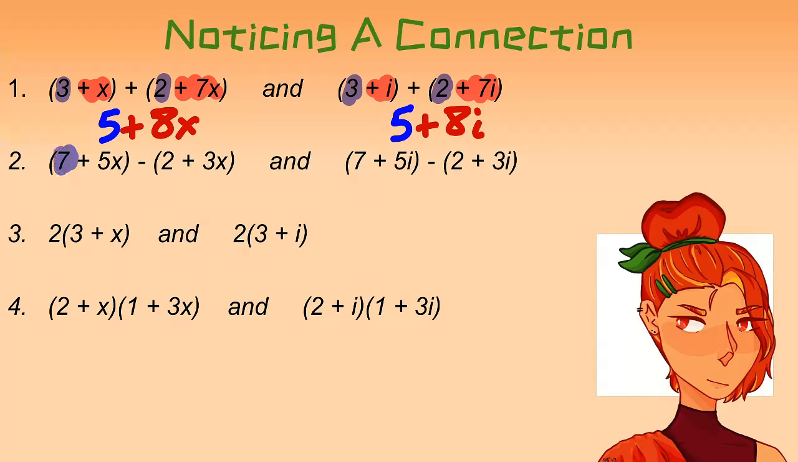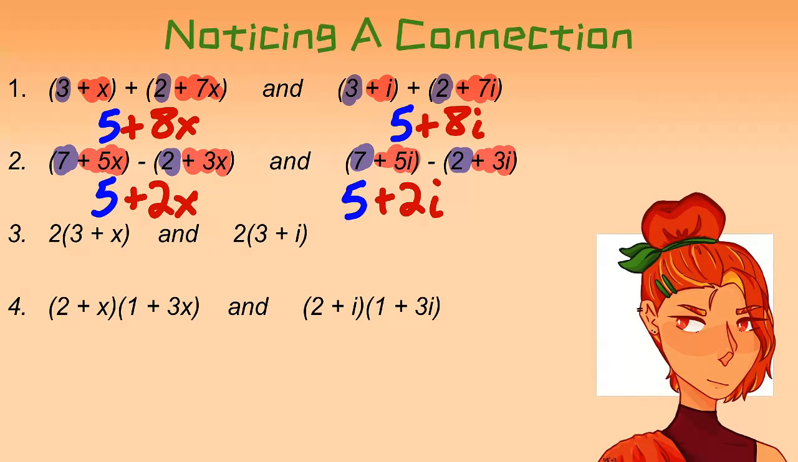Similarly, 7 plus 5x minus the quantity 2 plus 3x, we're going to do that the same way as well. 7 minus 2 is 5. 5x minus a positive 3x is plus 2x. 7 plus 5i minus the quantity 2 plus 3i. Well, 7 minus 2 is 5. Positive 5i minus positive 3i is plus 2i. Really, really similar. Hope you guys see that connection there.